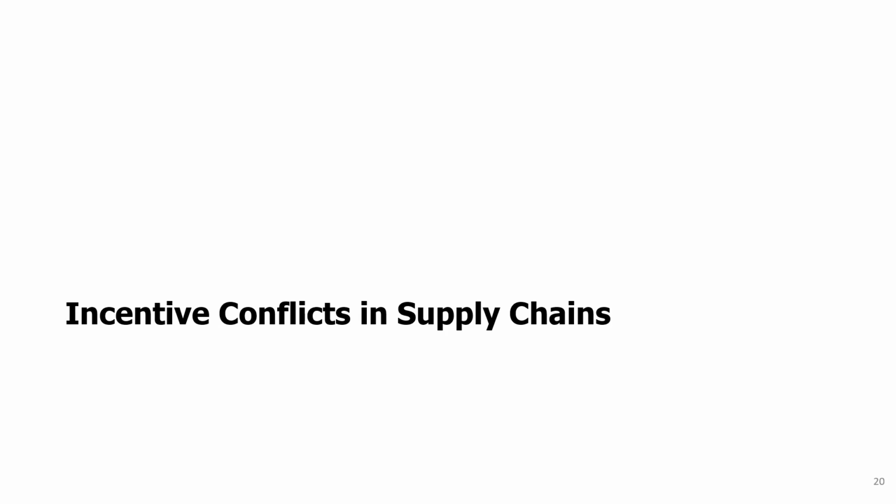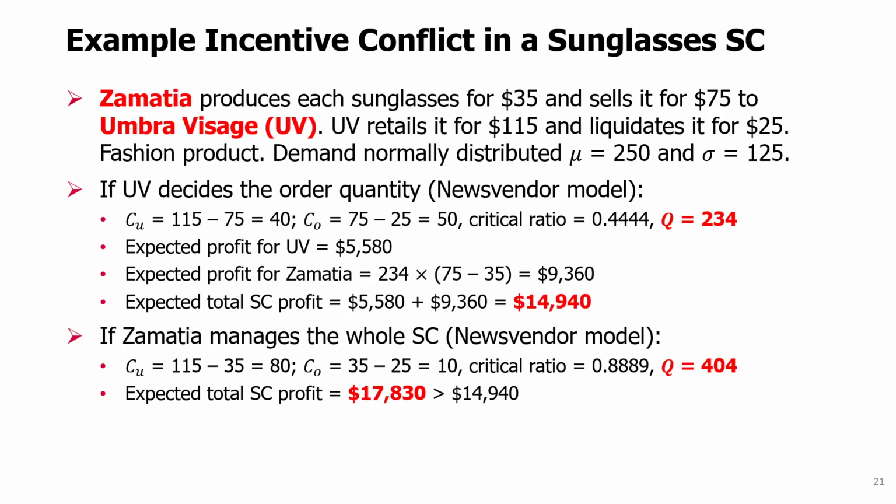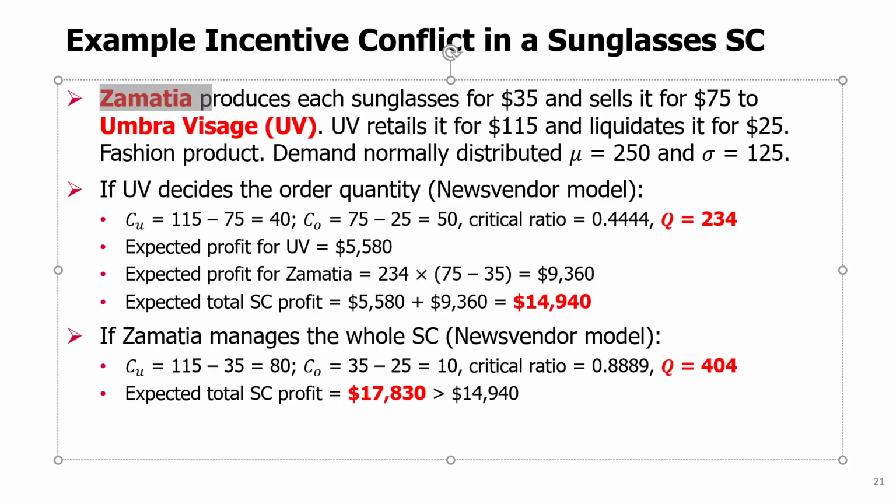Incentive conflicts in supply chains. Consider an example supply chain of sunglasses. We have a producer of sunglasses called Zamatia. They produce sunglasses at a cost of $35 per unit and they sell them for $75 per unit to Ambra Visage. Ambra Visage is a retailer who sells sunglasses for $115 and liquidates them for $25 per unit.